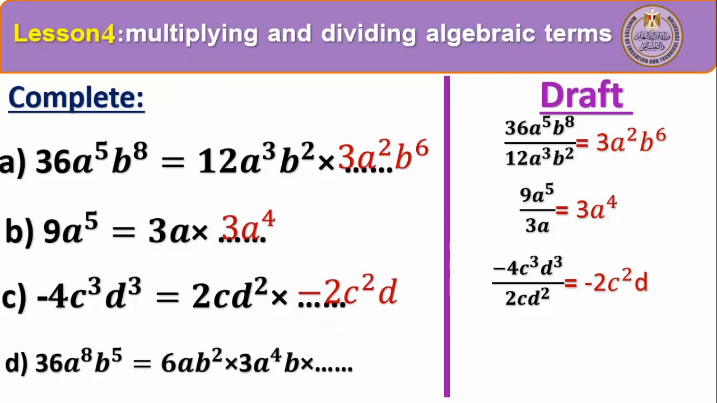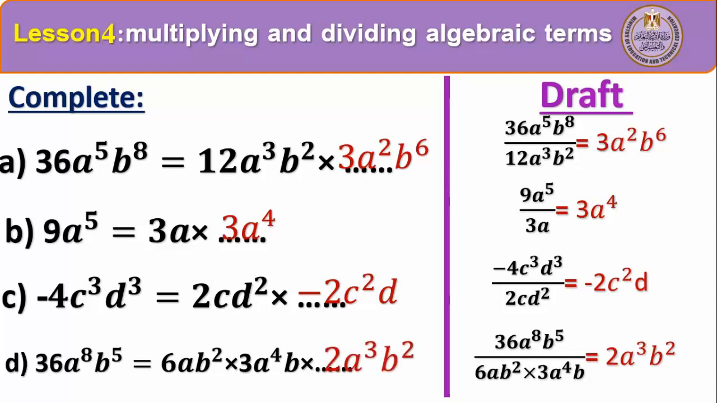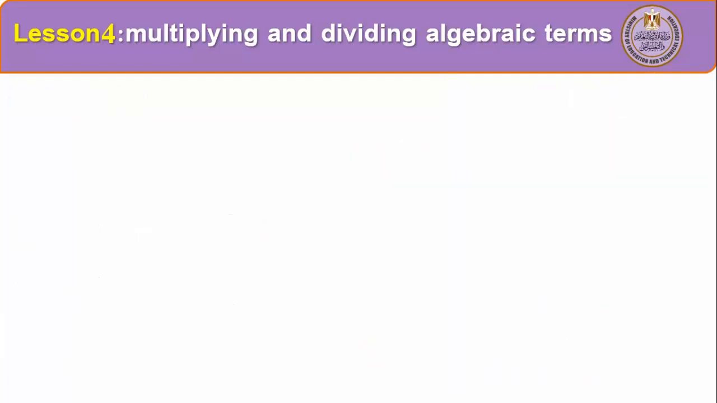Now we want to answer 36a^8 p^5 equals 6a p^2 times 3a^4 p times an unknown algebraic term. Here we should multiply at first 6a p^2 by 3a^4 p to get 18a^5 p^3. After that, we will divide 36a^8 p^5 by 18a^5 p^3. Dividing 36 by 18, we have 2, and dividing a^8 by a^5, we get a^3 when subtracting powers. When we divide p^5 by p^3, we get p^2. So the result will be 2a^3 p^2.